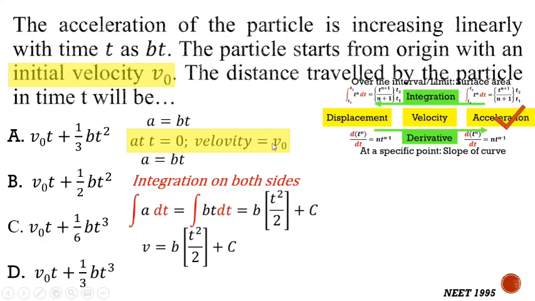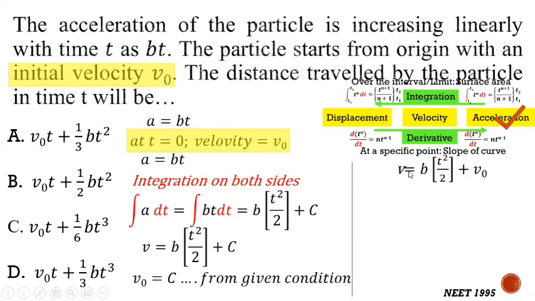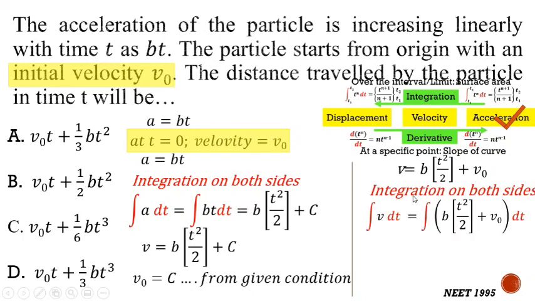Now let us put this condition to find out the constant value c. So at time t equal to 0, velocity equal to v0. By putting t equal to 0, this term will become 0 and c will become v0. This constant term is equal to v0. So now again we will replace this constant in the equation: velocity equal to bt square by 2 plus v0. Now to find out displacement, we need to take the integration again. So integrating on both sides, this will give integration of v dt equal to integration of (bt square by 2 plus v0) dt.